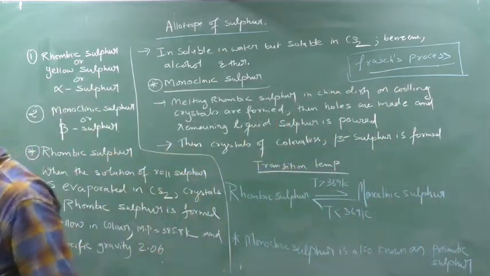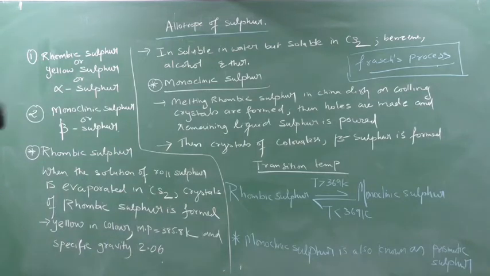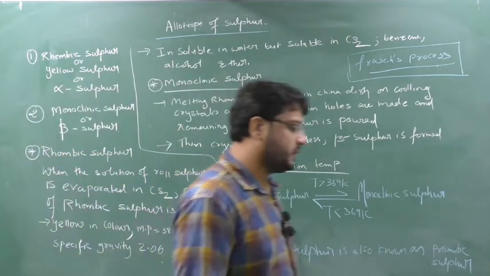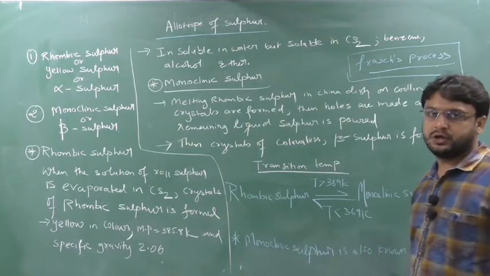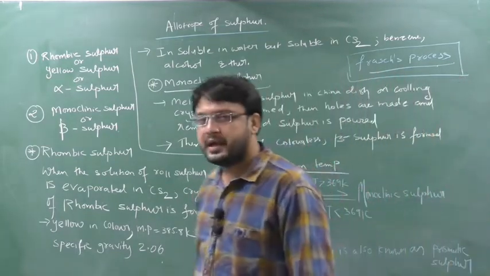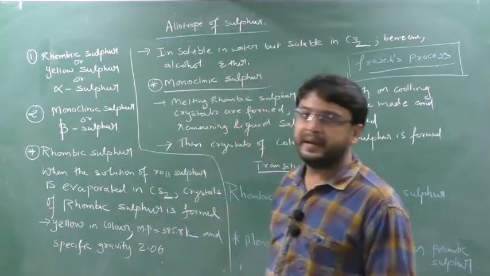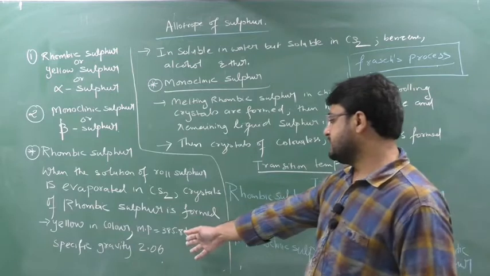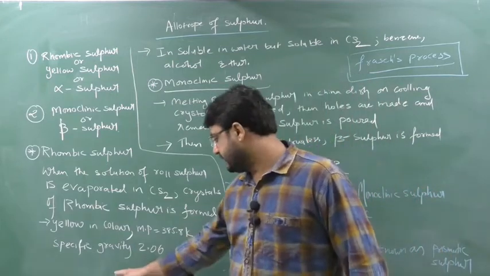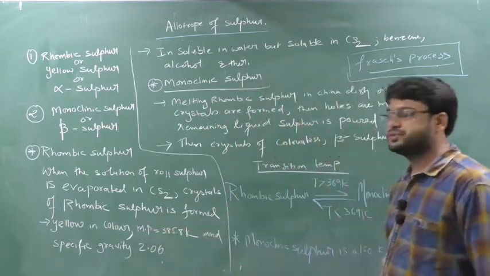So how is rhombic sulfur formed? When the solution of roll sulfur is heated or evaporated in carbon disulfide solution, on cooling crystals are formed. Those crystals are nothing but rhombic sulfur. Clear? It will be yellow in color. Its melting point is 385.8 Kelvin and specific gravity is 2.06.